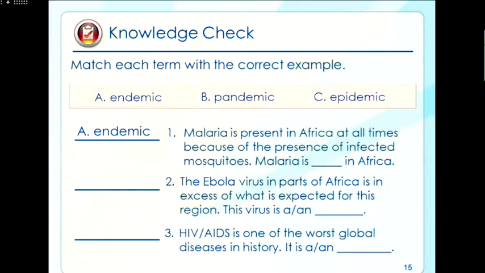Number 2, the Ebola virus in parts of Africa is in excess of what is expected for this region. Ebola is a what in Africa? The Ebola virus is currently causing an epidemic in parts of Africa. Number 3, HIV/AIDS is one of the worst global diseases in history. HIV/AIDS is a what? Correct answer, letter B, HIV/AIDS is a pandemic.